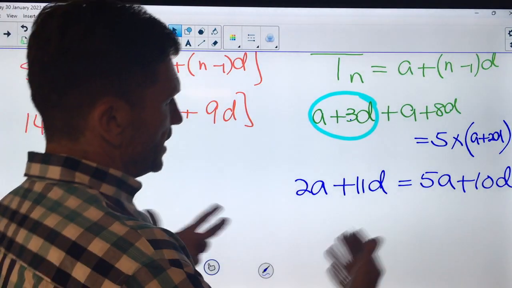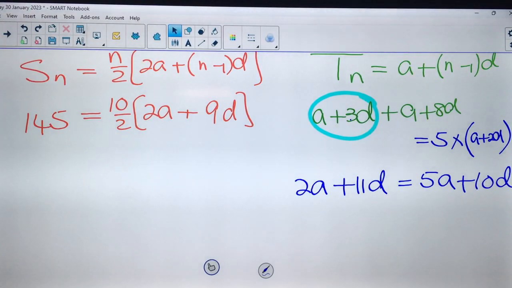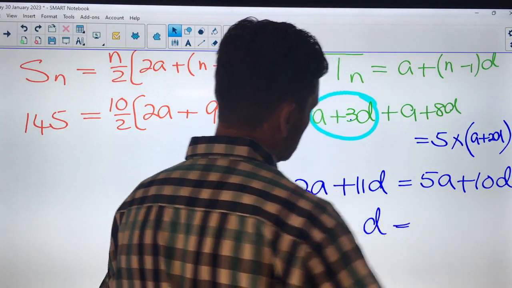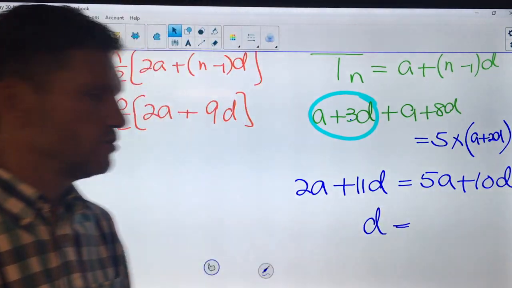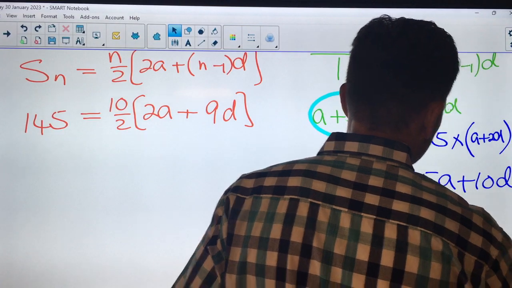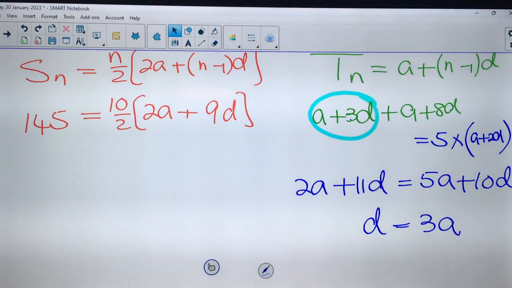I want to make either A or D the subject. Making D the subject is easier. I'm moving the 10 across, so 11 minus 10 will give us 1D. And I'm moving the 2A across to that side, so that gives us 3A. Then this 3A.